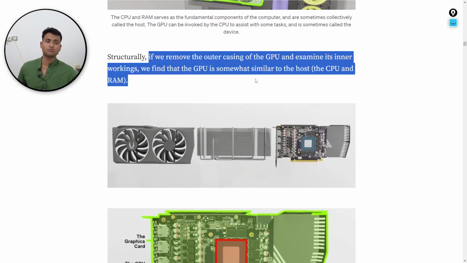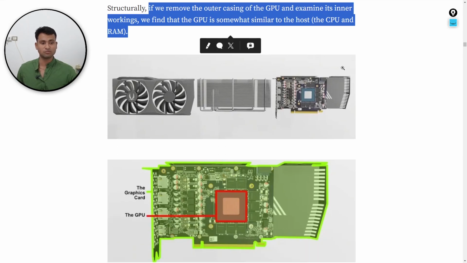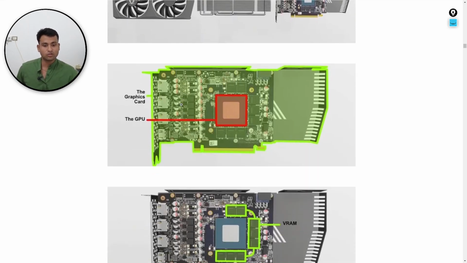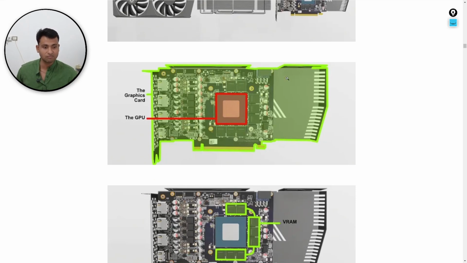So structurally, if we remove the outer casing of the GPU and examine its inner workings, we'll find that the GPU is somewhat similar to the host. It also has the graphic card, which is the complete thing. Inside that we have layers of silicon which we fabricate, the GPU.